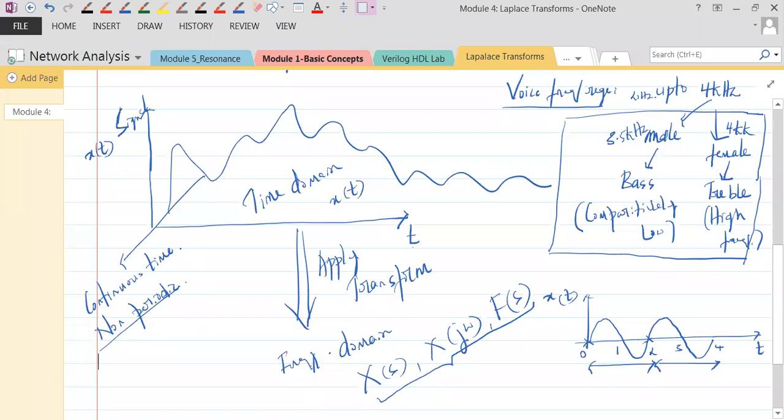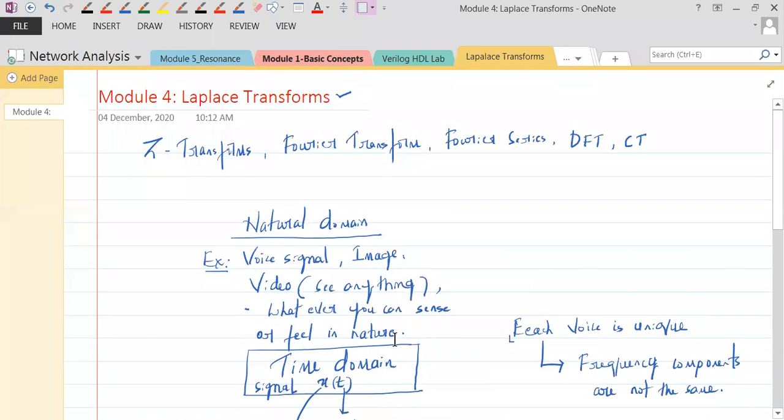To understand this, we have to learn signals and systems, but we have so many different transforms, right? So many different transforms. Z transforms are there, Laplace transforms are there, Fourier transforms are there, discrete Fourier transforms are there. Not all the transforms are applicable to all the signals. Understand that? There are different types of signals.